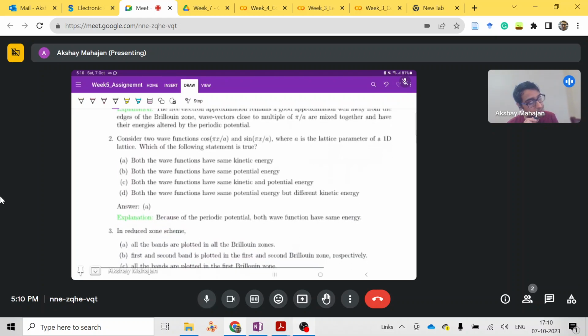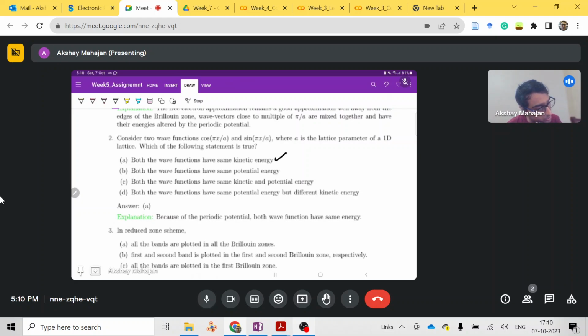Now the second part: consider two wave functions, cos pi x by a and sin pi x by a, where a is the lattice parameter of a 1D lattice. Which of the following statements is true? Both wave functions have the same kinetic energy. For the kinetic energy, you just have to take minus h square by 2m, d square psi by dx square, that is, the double derivative, and we can see that both of them will give you the same kinetic energy. So both wave functions have the same kinetic energy.